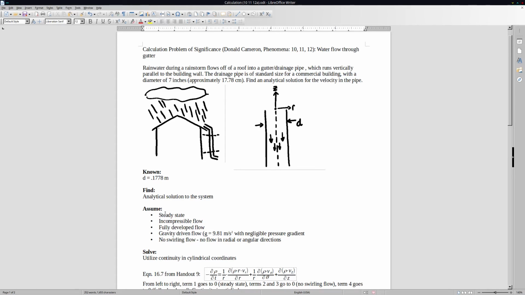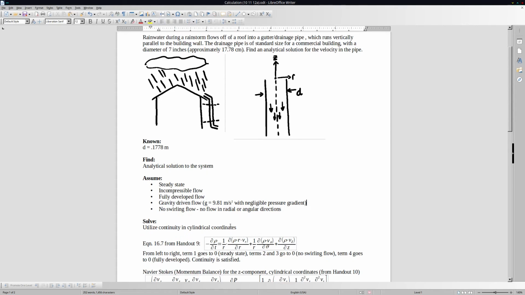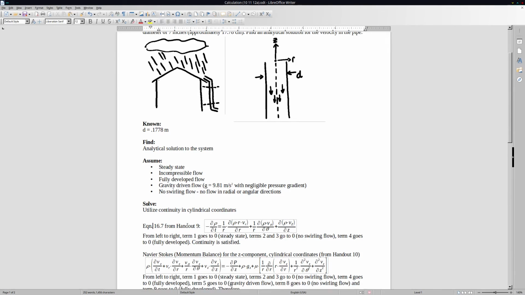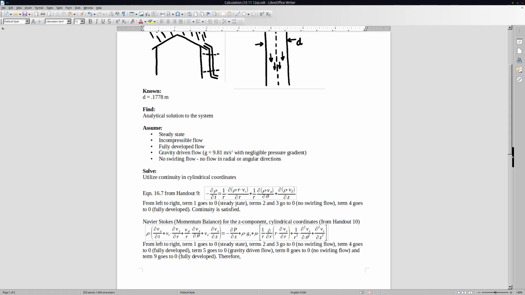We're going to make some assumptions to use Navier-Stokes based on the physical situation: that it's steady state, flow is incompressible, the flow is fully developed, the flow is gravity driven, there's a negligible pressure gradient, and that there is no swirling flow. So there's no flow in the radial or angular directions. We're going to utilize continuity. So I've retyped this from our handouts, and then we're going to make some assumptions in order to eliminate terms.